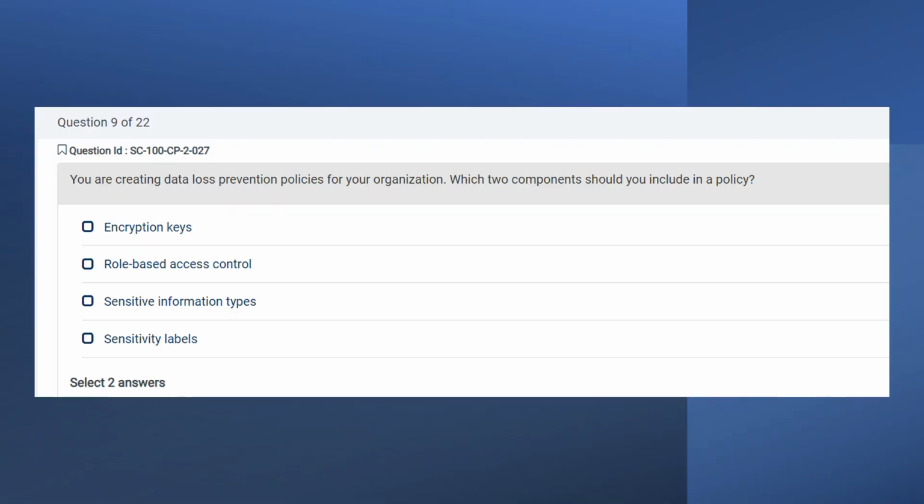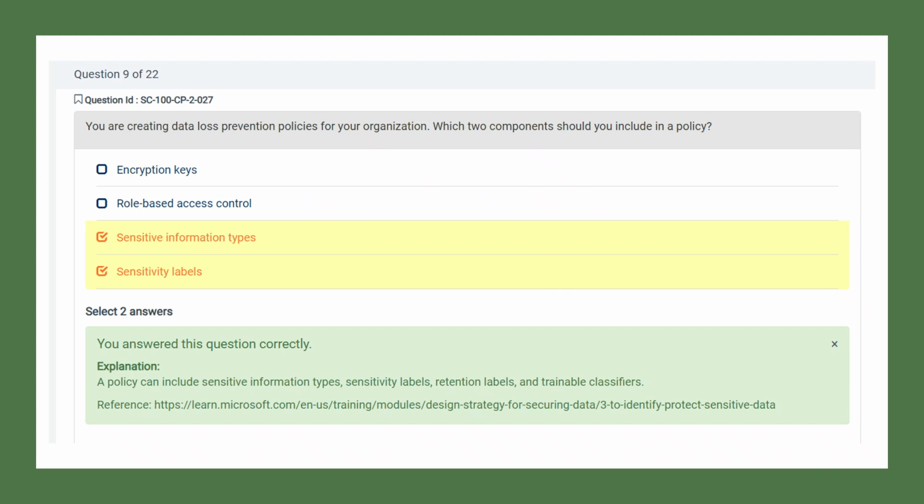Question 9. You are creating data loss prevention policies for your organization. Which 2 components should you include in a policy? A policy can include sensitive information types, sensitivity labels, retention labels, and trainable classifiers.